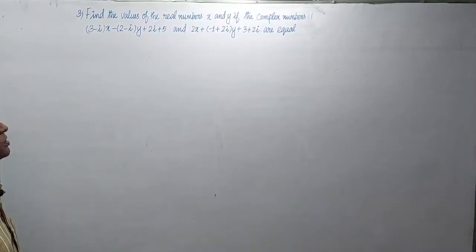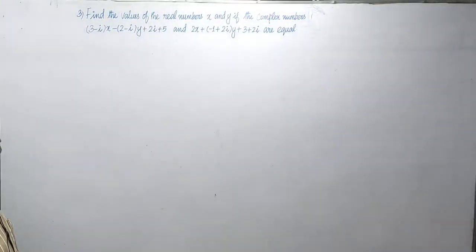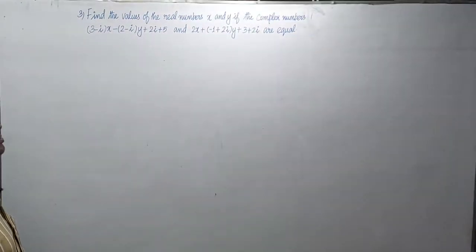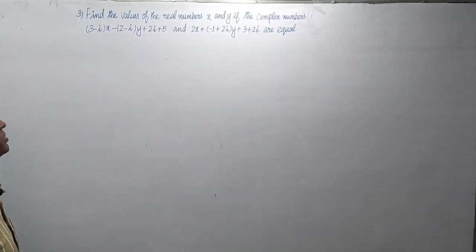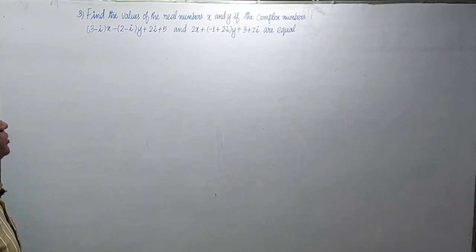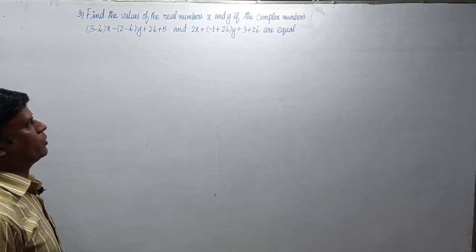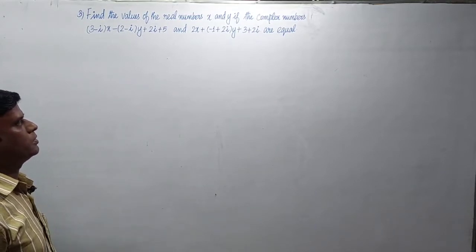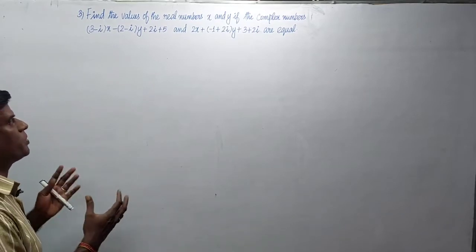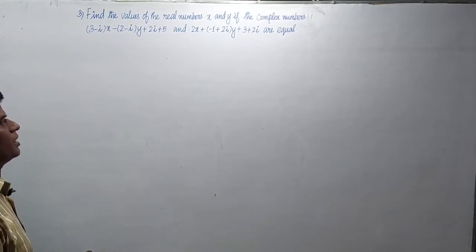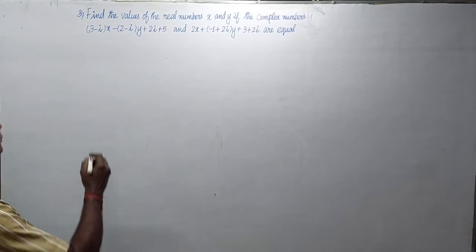Dear students, today we are going to solve a problem in complex numbers. Find the value of the real numbers x and y if the complex numbers (3 minus i)x minus (2 minus i)y plus 2i plus 5 and 2x plus (minus 1 plus 2i)y plus 3 plus 2i are equal. So now we are going to assume the two given complex numbers as z1 and z2.